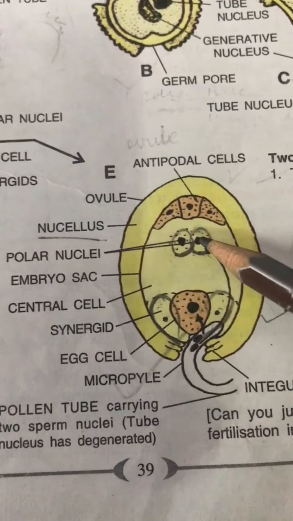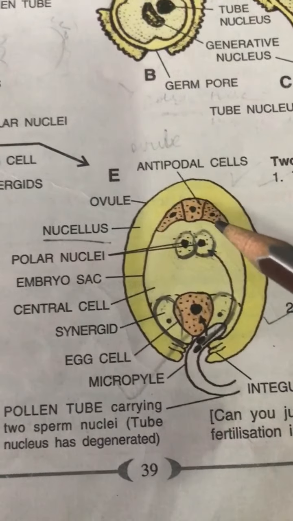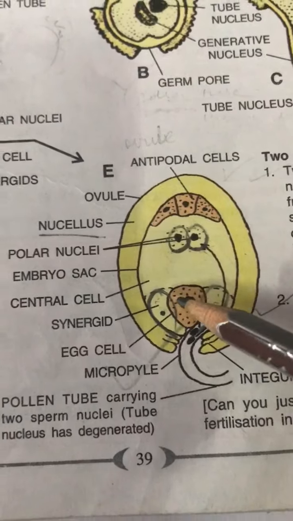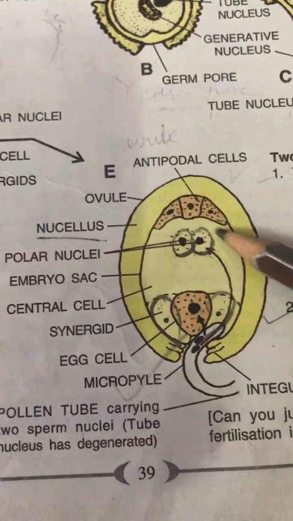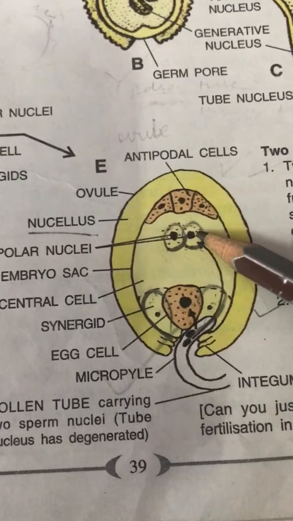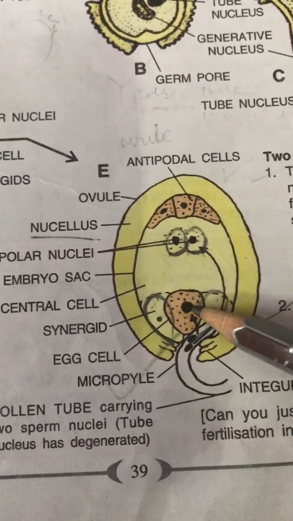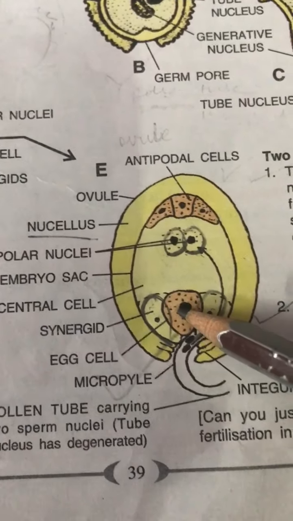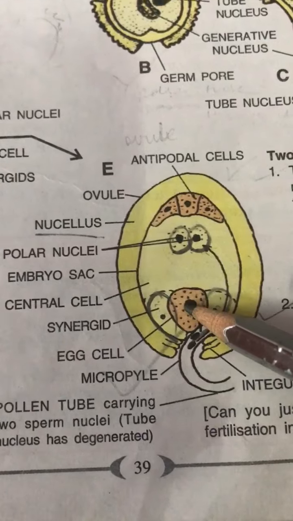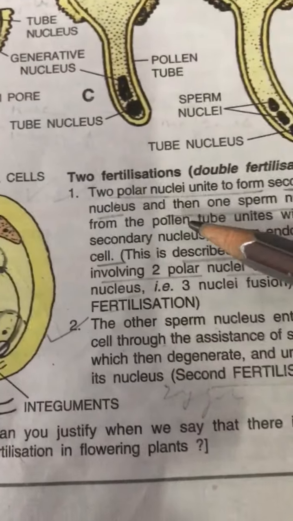And endosperm is that part of the seed which stores food for the developing seed. So embryo is the baby plant and endosperm is the nutritive tissue. So since in flowering plants fertilization is occurring at two places inside the embryo sac, we call it double fertilization.